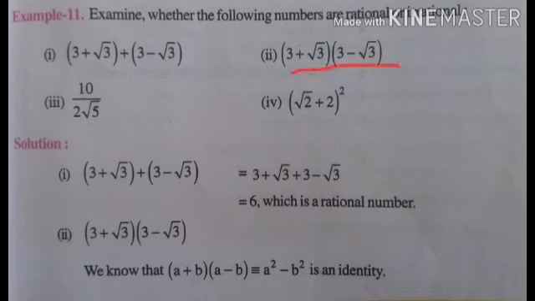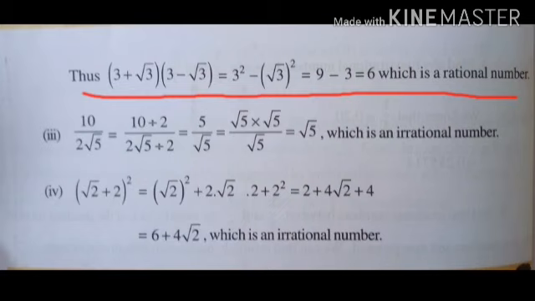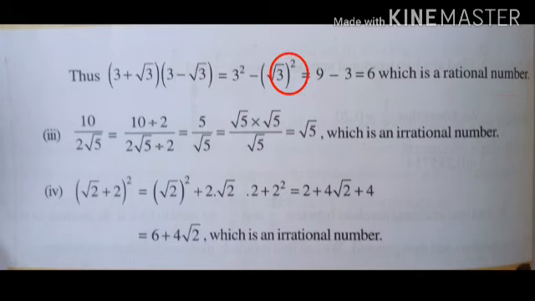Second question: (3 + √3)(3 − √3). Solution: We know that (a + b)(a − b) = a² − b² is an identity. Thus, (3 + √3)(3 − √3) is equal to 3² − (√3)². Here the square and square root cancel. 9 − 3 is equal to 6, which is a rational number.